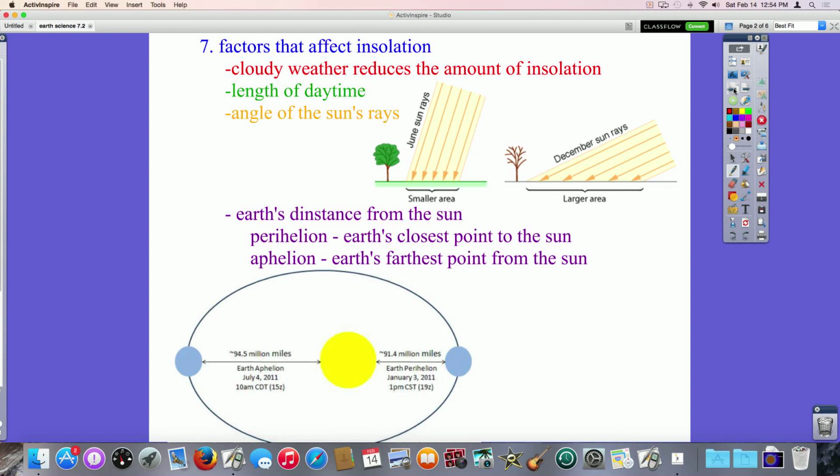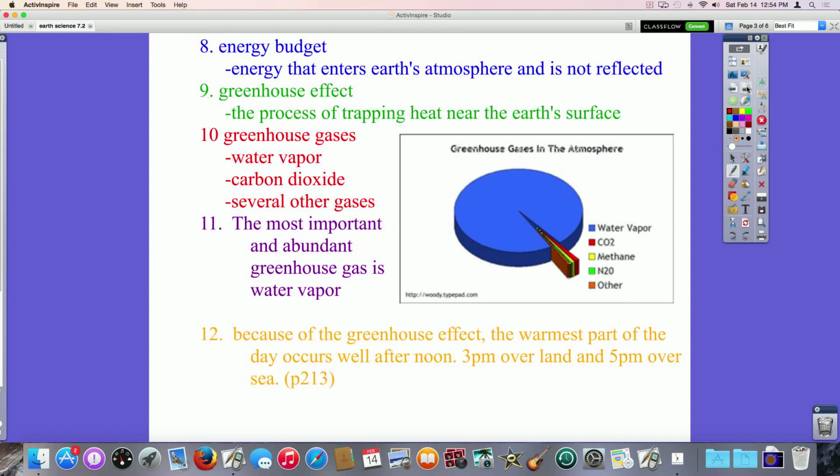The amount of sunlight is spread over a much larger area, resulting in cooler weather, less temperature because it's spread out more. In June, the same amount of sunlight is in a much smaller area, resulting in higher temperatures, more insolation going into an area. So those are our 4 factors there. And those things affect the Earth's energy budget.